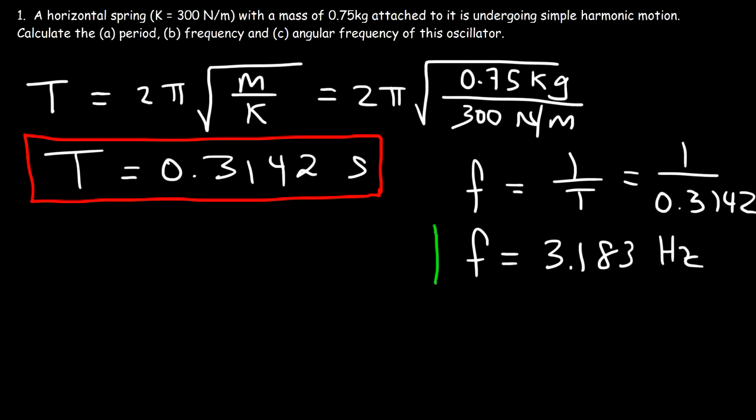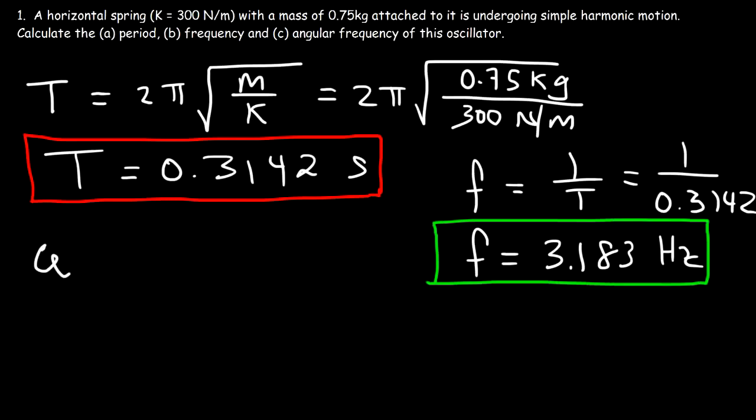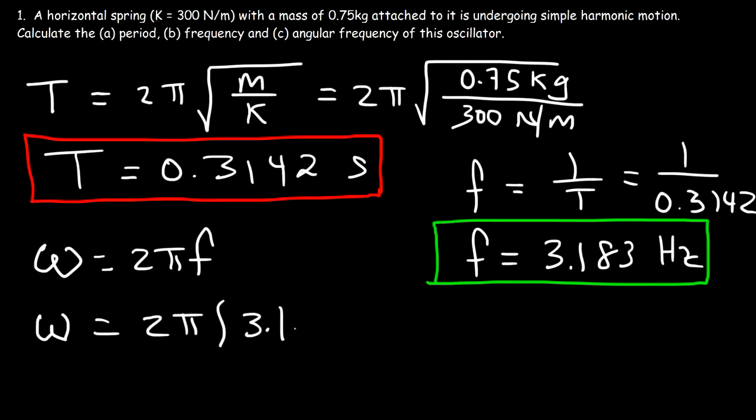Now let's move on to part C. Let's calculate the angular frequency. The angular frequency, represented by the symbol omega, is 2 pi times the frequency. So that's going to be 2 pi times 3.183 hertz. And so that's going to be about 20 radians per second. And that's it for this problem.